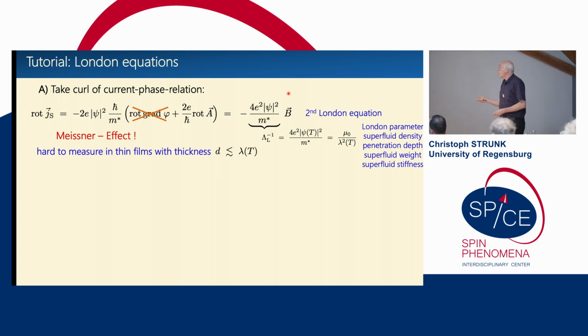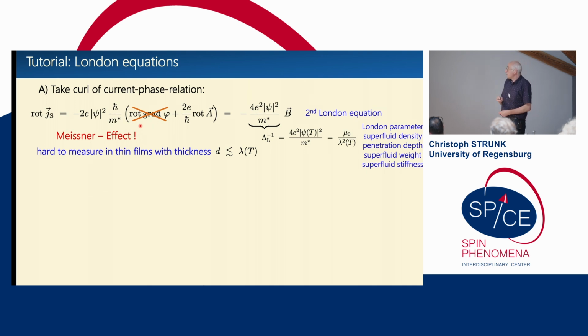And this is usually covered in, say, solid-state physics courses. And there is a prefactor here, which runs under many names. So the first name was the London parameter, superfluid density. It contains the magnetic penetration depth, lambda here. And yesterday we learned it's also called superfluid weight or superfluid stiffness. It's all the same parameter. And it describes the Meissner effect.